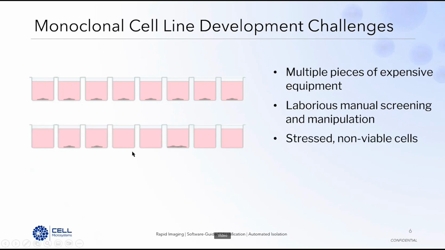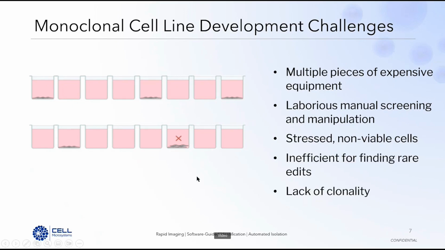Most likely what you're going to see when you look into your plate after single cell dispensing is something that looks more like this, where most of your wells are empty because the cells have either not deposited or not survived, or you're going to see a few sparse single cell wells and perhaps some wells that have more than one cell in them. And unfortunately, you're mostly looking at stressed, non-viable cells that are going to struggle to provide you a happy, healthy colony.